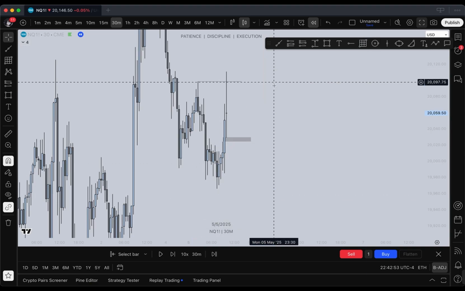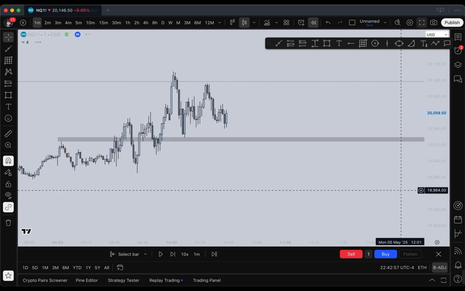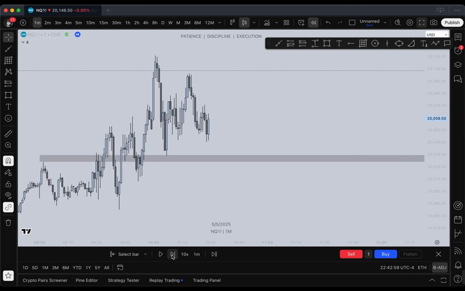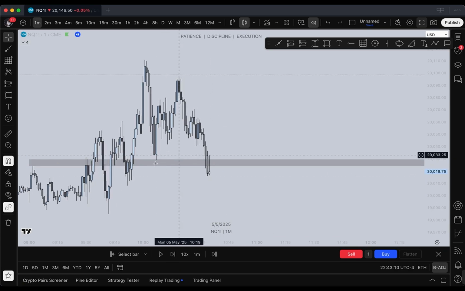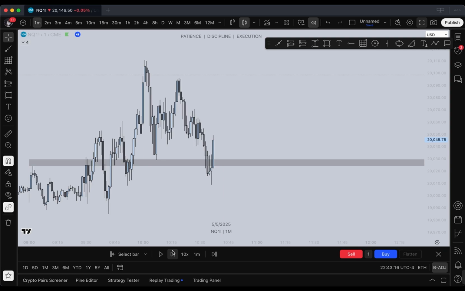Yeah, discount of the range, internal range liquidity. I'm going to wait for a trade off of this and try to catch something. So let me just move forward to when it actually happens. Right, we dig into this IRL, we sweep some lows right here. So that's our liquidity or stop hunt. And then I think it happened.